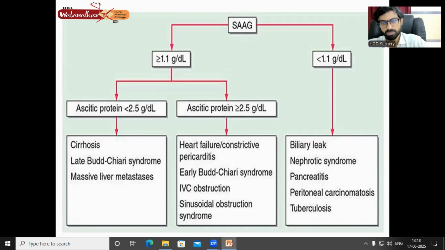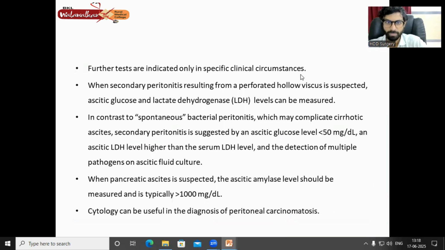Then we come to causes of SAAG less than 1.1 gram per deciliter. In this, the causes are biliary leak, nephrotic syndrome, pancreatitis, peritoneal carcinomatosis, and tuberculosis. So further tests are indicated only in specific clinical circumstances. Usually a SAAG will help you get an idea of the diagnosis.